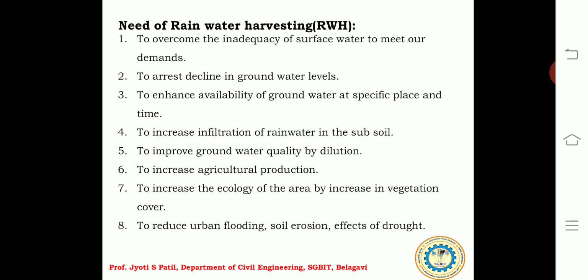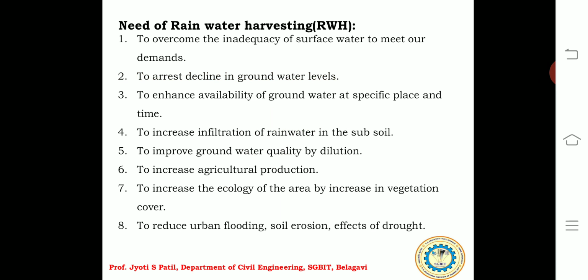The second one is to arrest decline in the groundwater levels. Groundwater level is getting reduced because of abrupt use of groundwater resources without planning to recharge them. The third point is to enhance availability of groundwater at specific place and time, because especially we fall short in the hot season or summer. So in order to do that, whatever excess water we get during rainfall can be recharged, which can be utilized during dry periods. The fourth is to increase infiltration of rainwater in the subsoil.